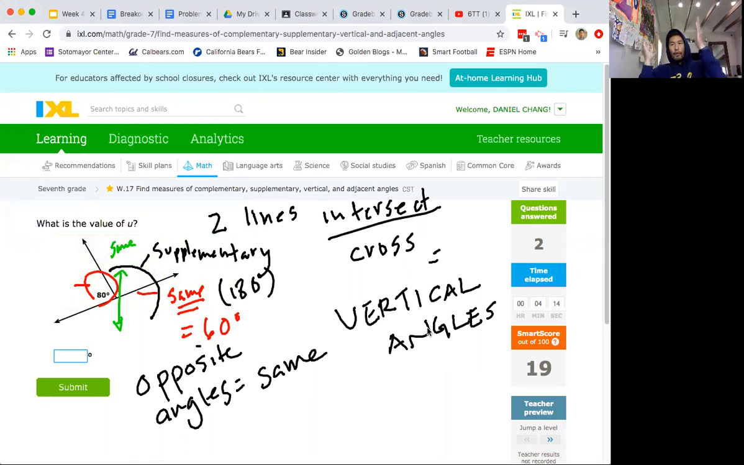So vertical angles, when two lines cross, they create vertical angles. The opposite angles are the same, and every pair of angles is supplementary. A pair is two: any two angles that are connected to each other, adjacent to each other. Let's move on.